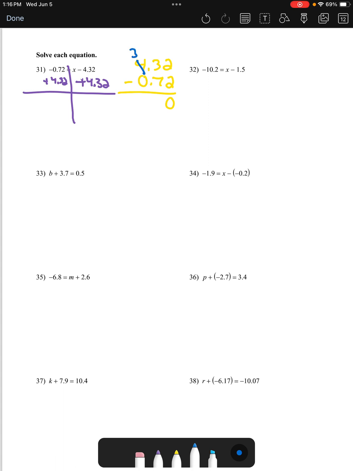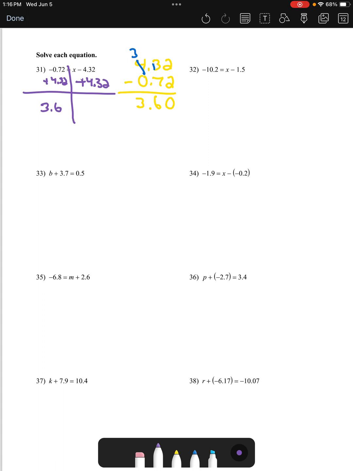So 2 minus 2 is 0. 3 minus 7 can't be done, so we will borrow. 13 minus 7 is 6. 3 minus 0 is 3. Decimal point straight down. So I know numerically I have 3.6 over here. You can write 3.60. That's fine. But that ending 0 is unnecessary.